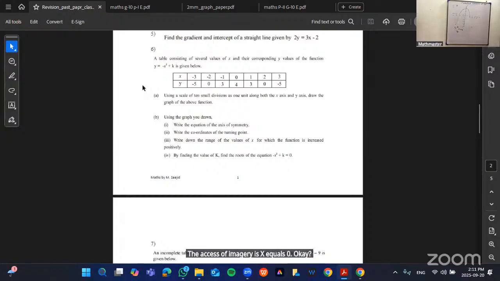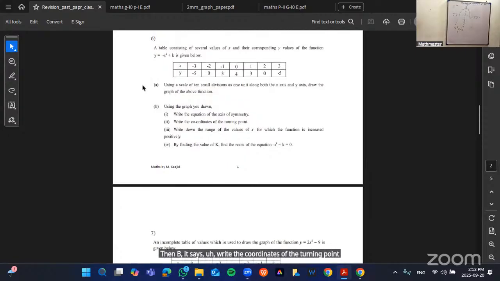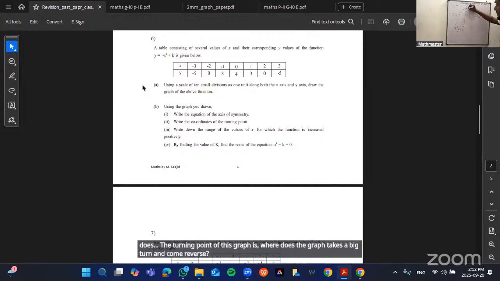Then the next part says, write the coordinates of the turning point. So where is the turning point of this graph? Where does the graph take a big turn and reverse? This is the turning point.